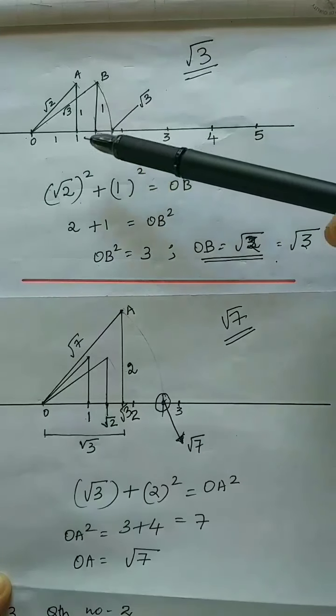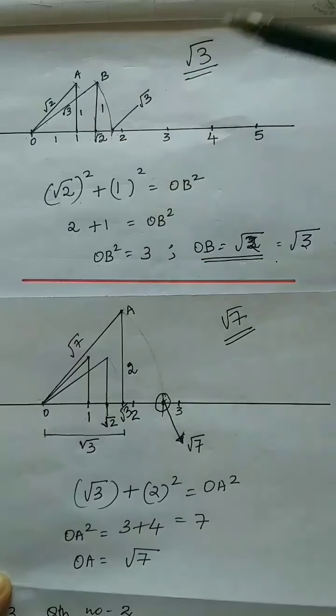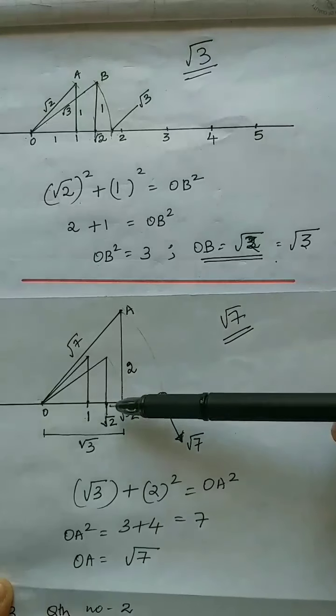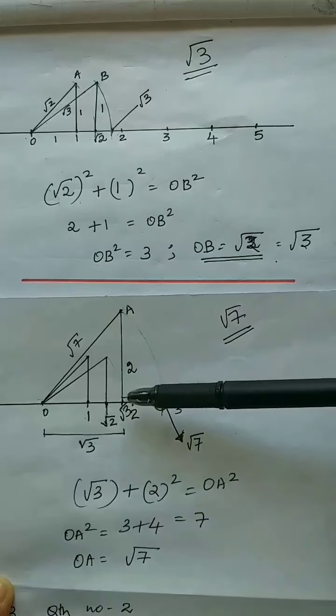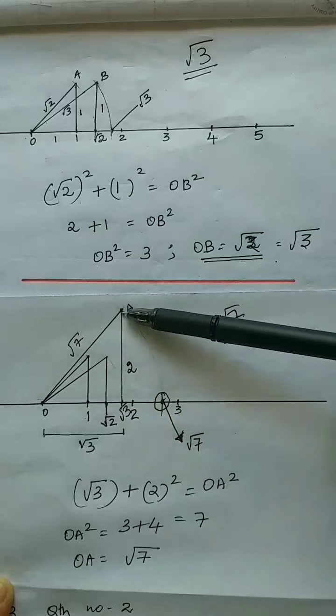All these things have been given in detail in the last class, part 2 of this series. So now we are going to see how to represent root 7 on the number line. Once you have represented root 3 on the number line, what you have to do is, taking the base as root 3 and the vertical position as 2 units.